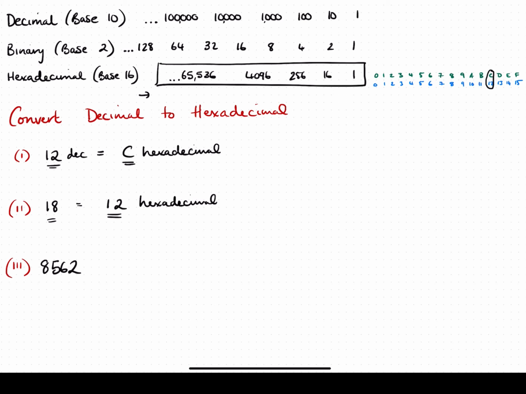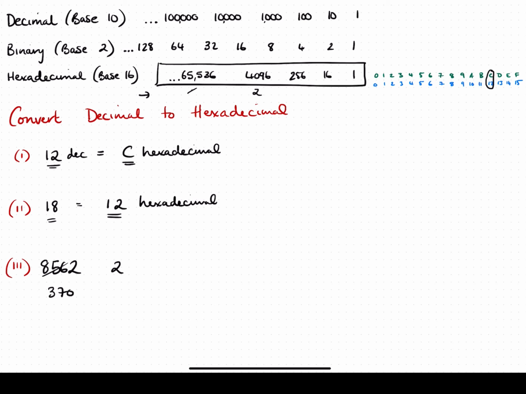Things are about to get tricky in this example. We take the 8,562 and we can rule out the 65,536 because it's not a building block. But what about the 4,096? Well, our first thing that we need to know is there are two 4,096s within 8,562. So we write down 2 of those. Now we need to figure out what's left. So we need to multiply 2 by 4,096 and take our answer away from 8,562. And we find out that we have a remainder of 370.